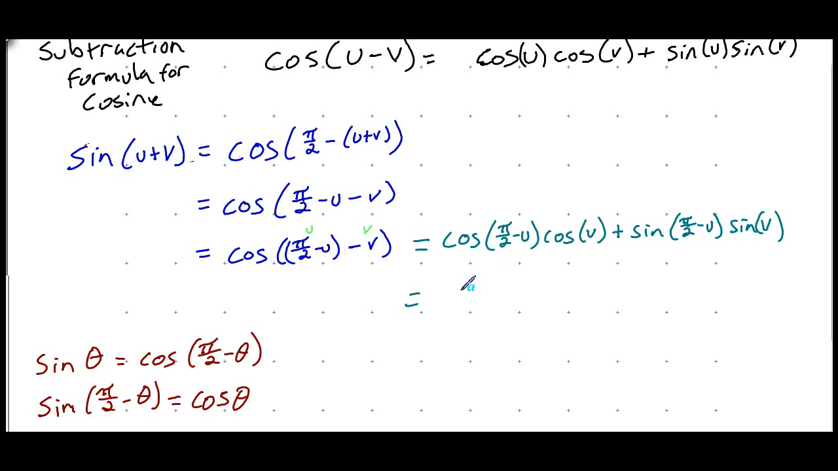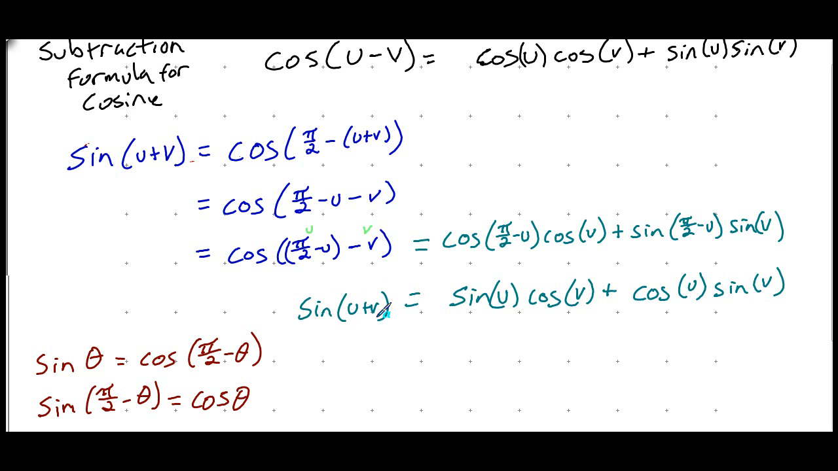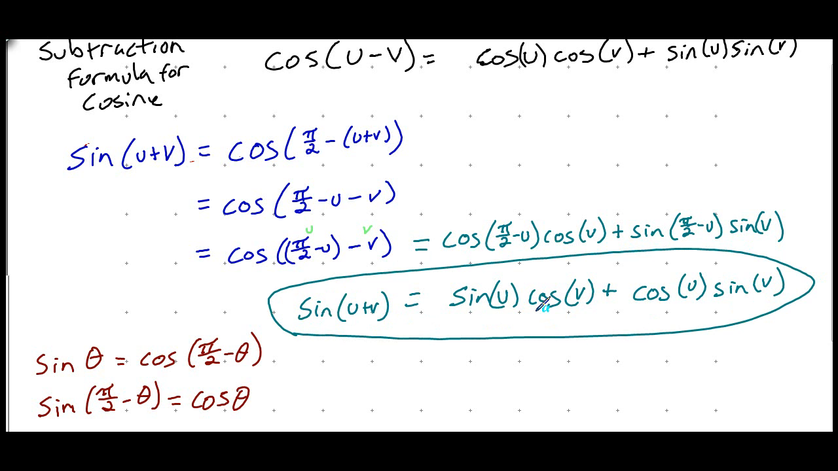So we're left with this: sine of u, cosine of v, plus cosine of u, because that's what that value is, times sine of v. So that is what my addition formula for sine comes out to be. Utilizing my substitution and identities, that's how I end up coming up with that equation.